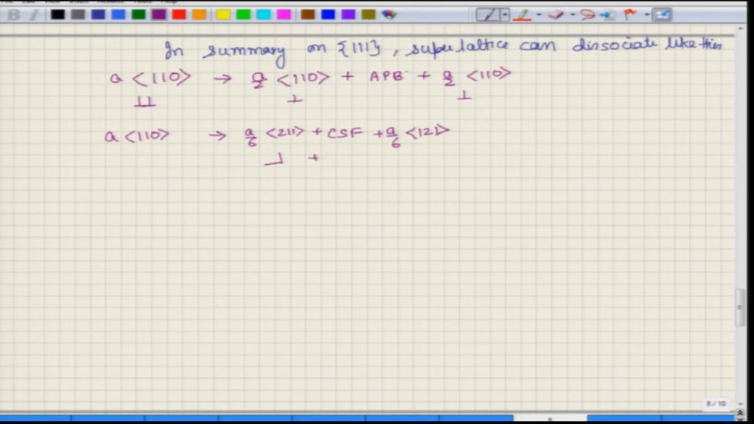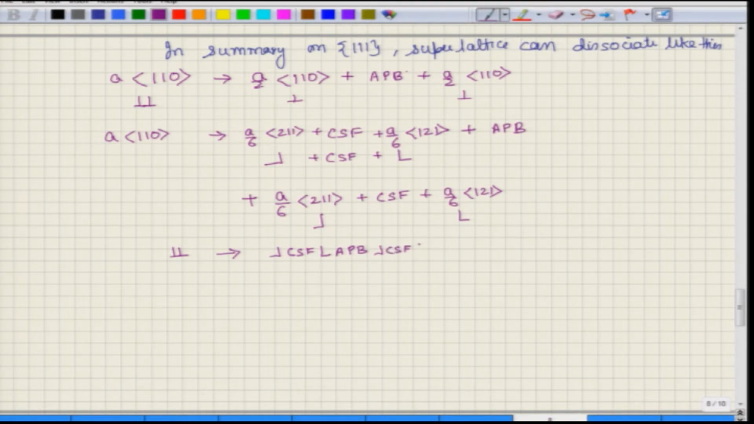Okay, so we can represent it like this, as if this is the real partial, and then there is an APB, and then this will break down. So this can again be shown as A/6 211 plus CSF plus A/6 121. So this can be shown like this. So in all, that is what can happen. Just in symbols, if I had to write, it will be... now this really looks like a complicated thing, and it can even give rise to some complicated phenomena.